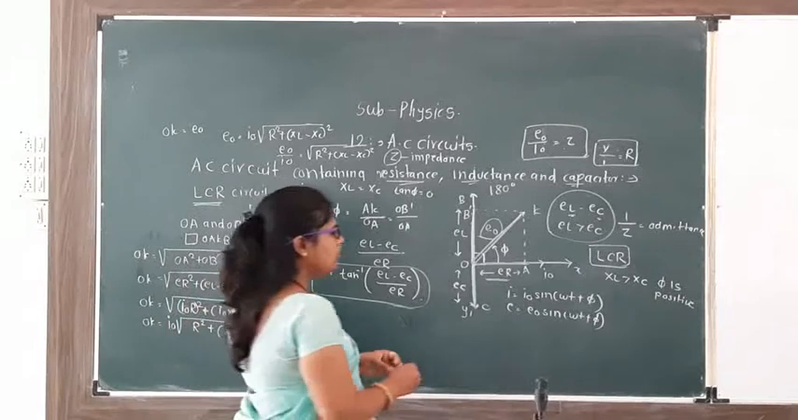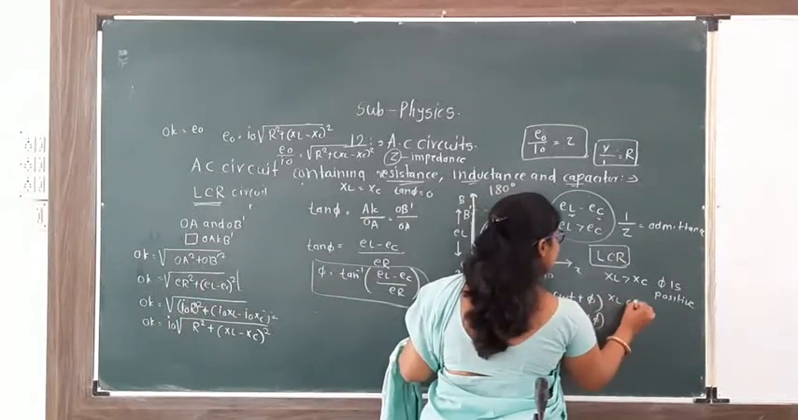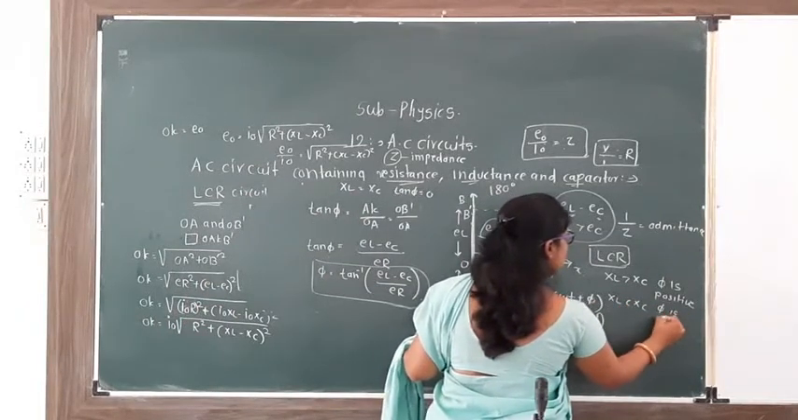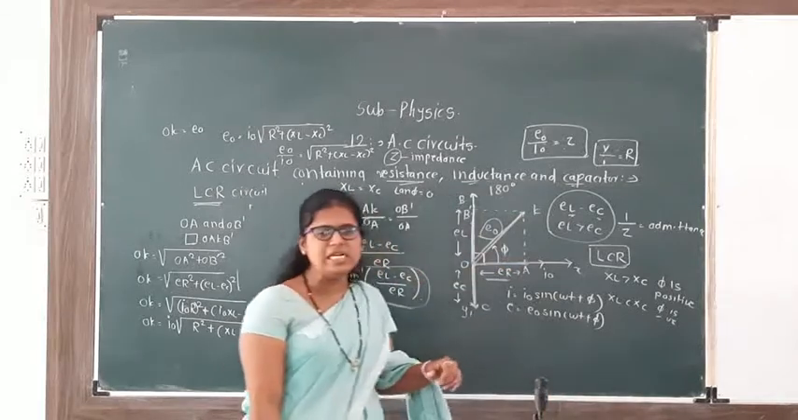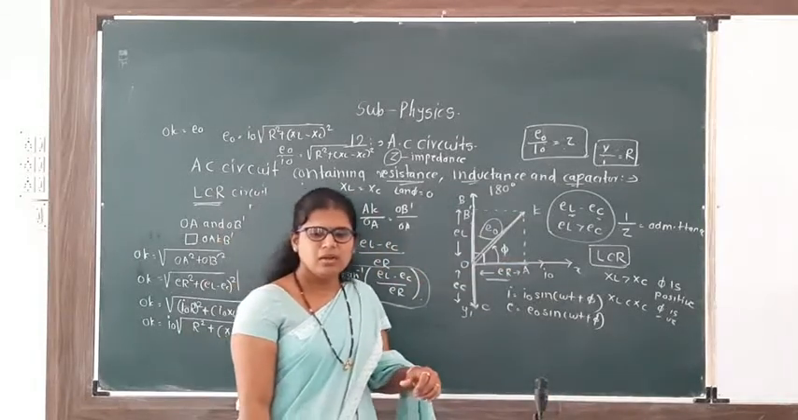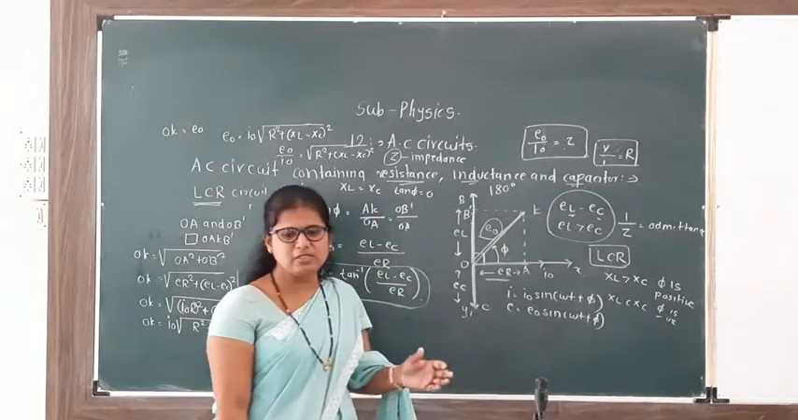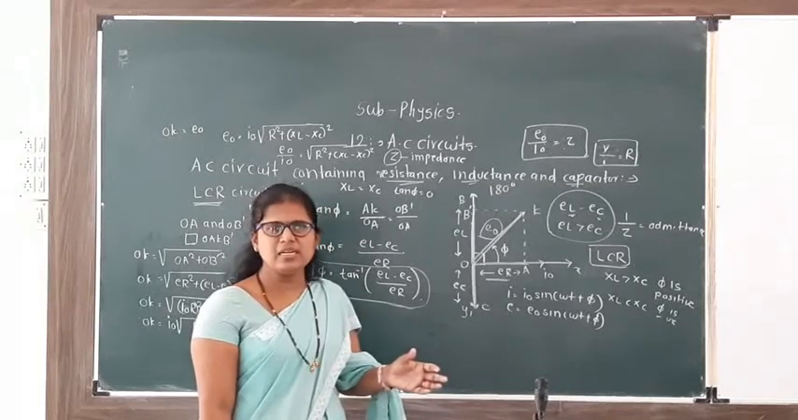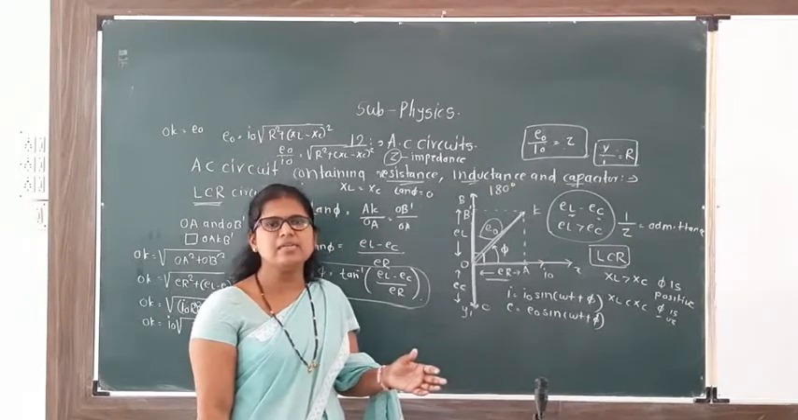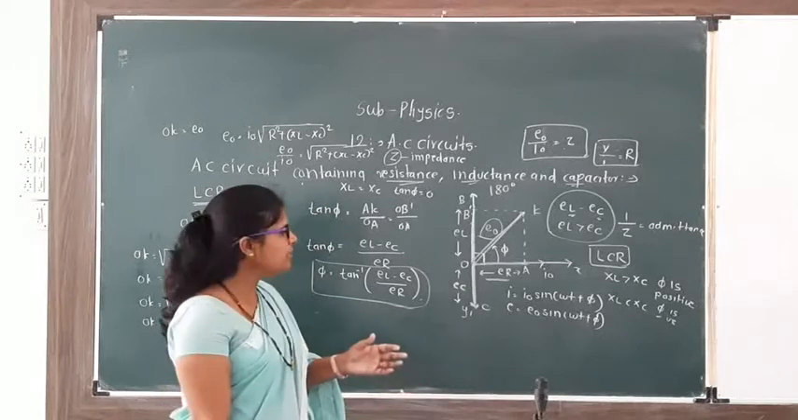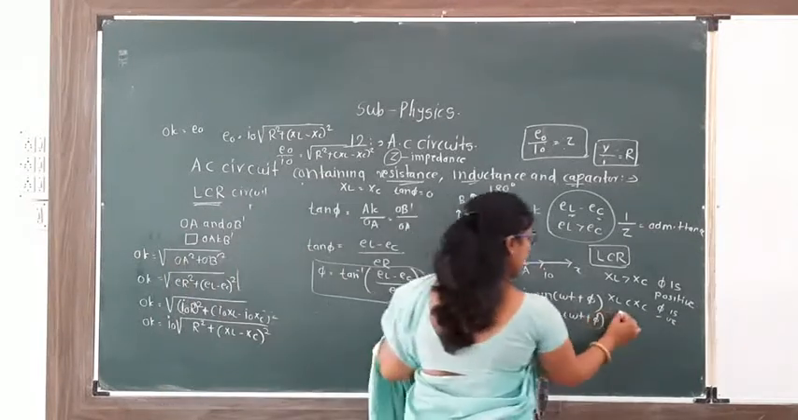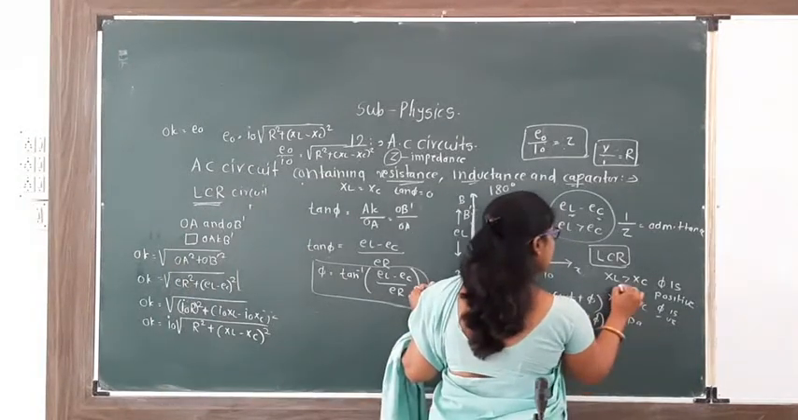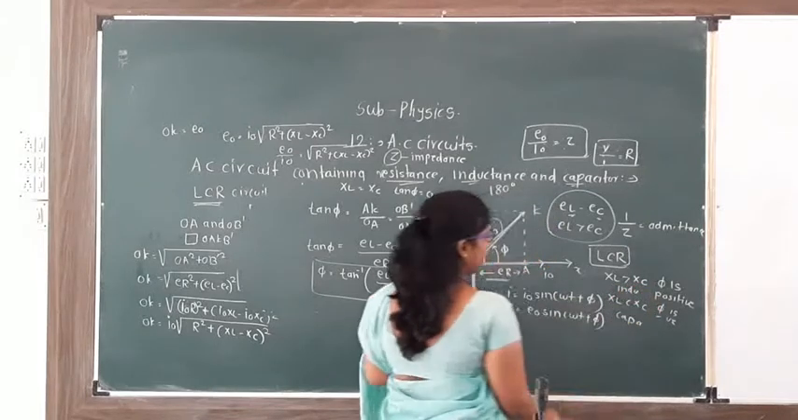And when XL is less than XC, phi is negative. The voltage lags the current by the phase difference phi. The AC circuit is a capacitive dominating circuit. Here is the capacitive dominating circuit, and here is the inductive dominating circuit.